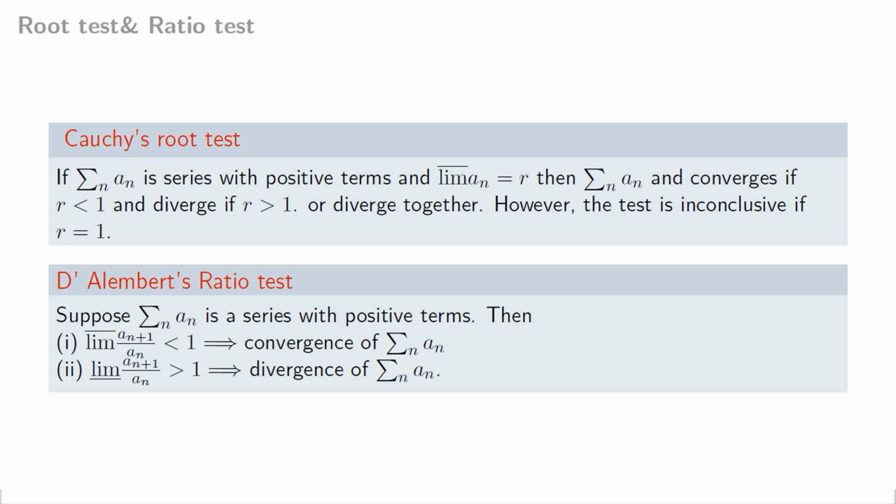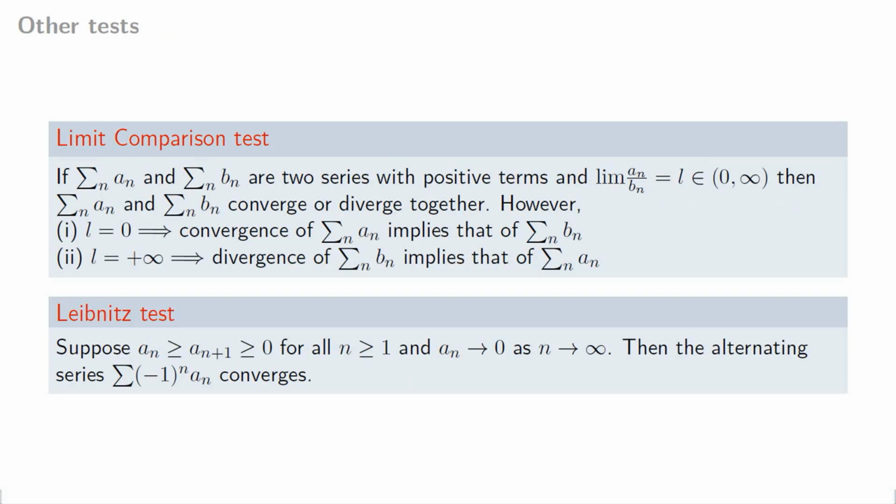Let us quickly enumerate some other tests. The first one is known as the limit comparison test. If summation a_n and summation b_n are two series with positive terms, and limit of a_n by b_n is L, which is greater than 0, then summation a_n and summation b_n converge or diverge together. However, L is assumed to be finite in this case.